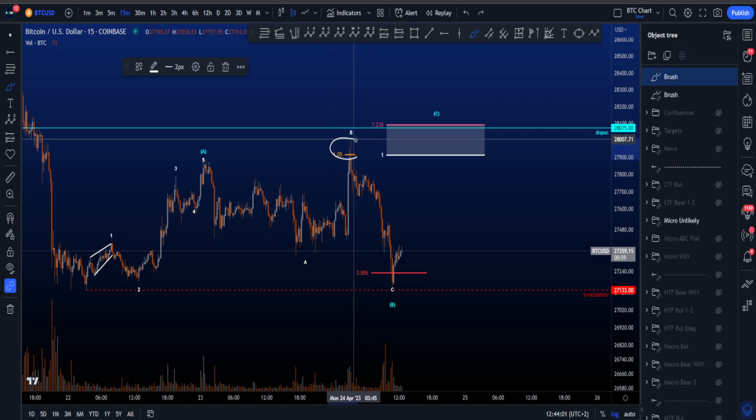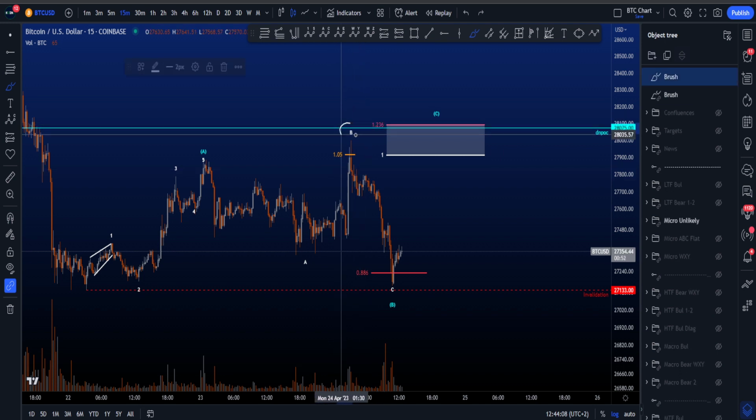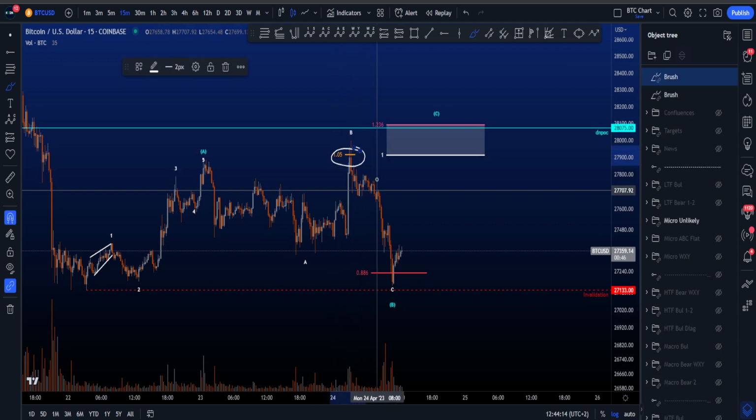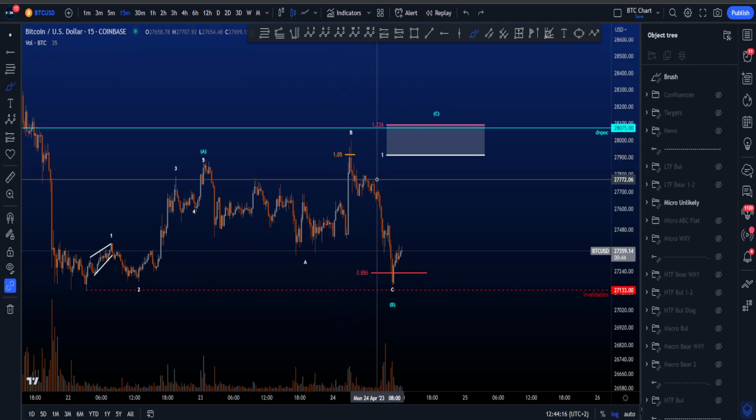But wave B reached the 105 and not the most common targets of the 1.236 and the 1.38, which were just above, around the daily naked point of control. But as you can see, price didn't hit the naked point of control, and it returned at the 105, which is a rare target for an expanding flat.